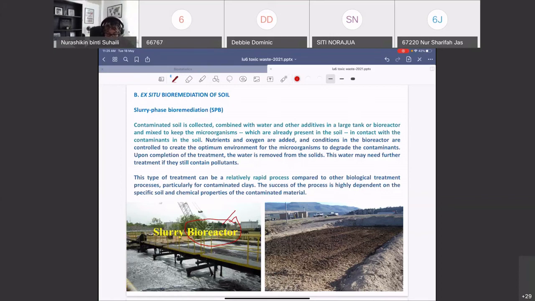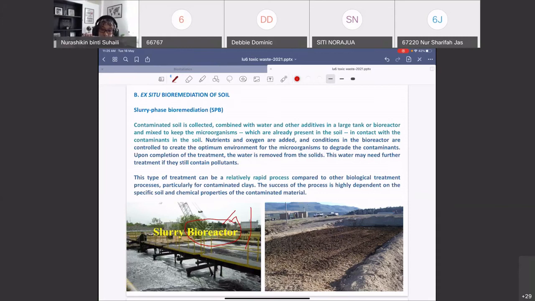So you can see here, this is a slurry bioreactor. This is where the contaminated materials or samples are taken, to this slurry bioreactor. And this is where the process is controlled and maintained. And here is where everything like the oxygen is provided, the nutrients are added, and the mixing is performed.